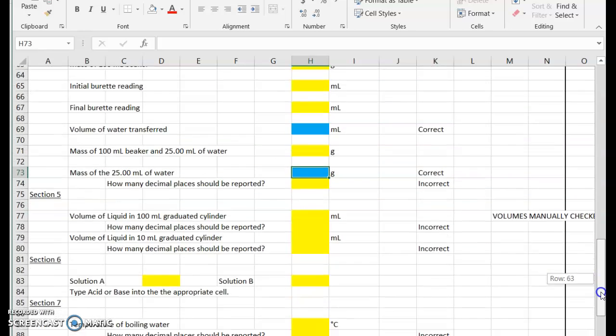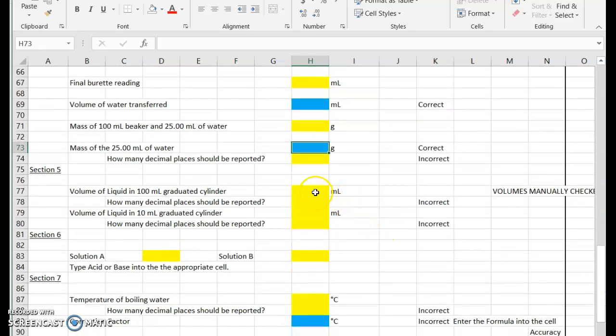Section 5, this is going to be reading the volume of the red liquid in the graduated cylinders to the proper number of decimal places. These will need to be manually checked, and so there is no correct that will show up. The number of decimal points will tell you if it's correct or incorrect.